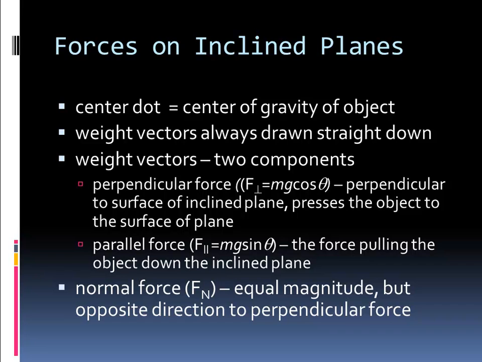And of course we do have our normal force, which is equal in magnitude but opposite in direction to the perpendicular force. So this is also perpendicular to the incline, but this is pointing in the opposite direction of your force vector that you're using mg cosine theta with.